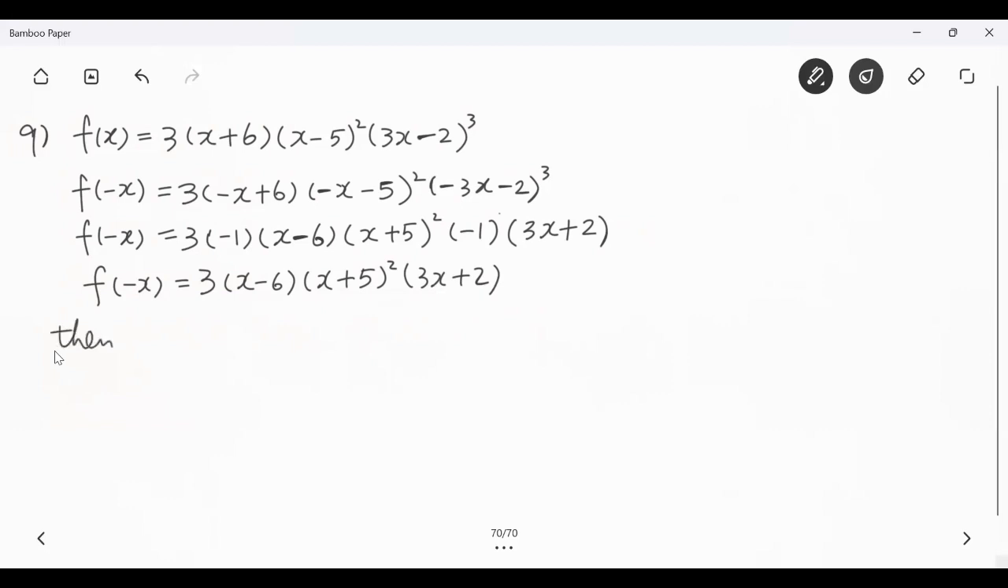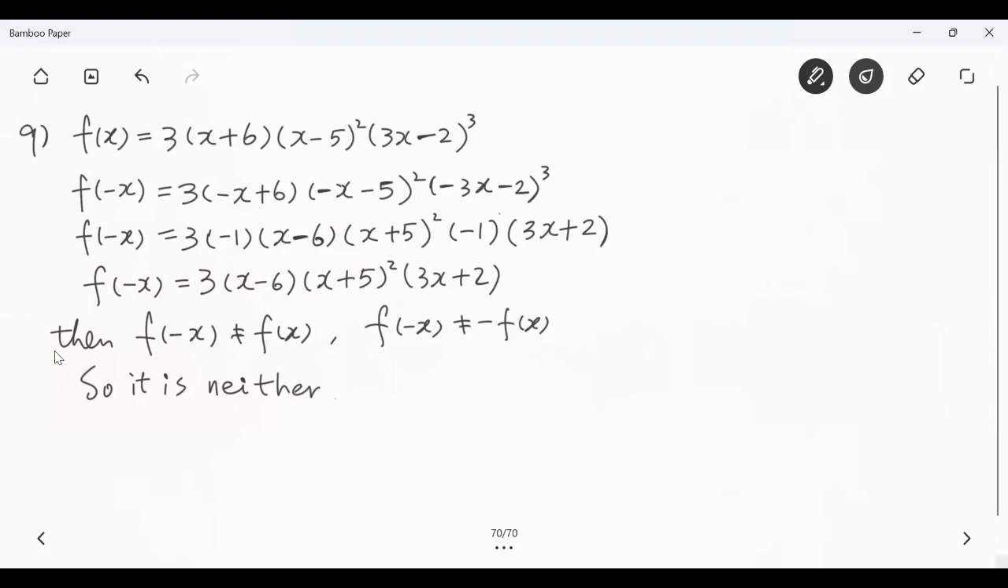Then we know f negative x is not equal to f(x), and also f negative x is not equal to negative f(x), right? So that is to put the negative in the original function, put in the front negative, so the second term is also not the same, right? So it's not equal. Then we get the result. It is neither. Okay.